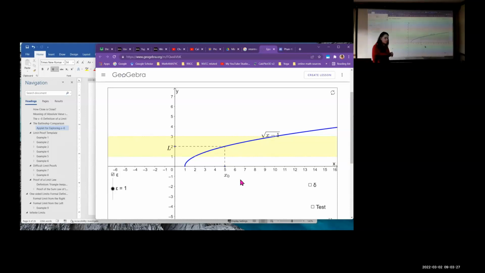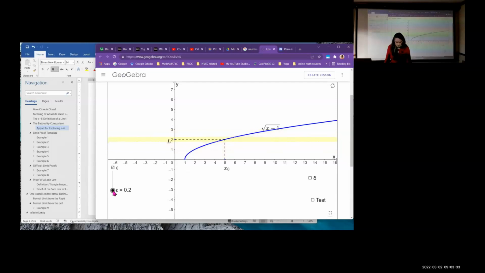minus 1. On the left-hand side is the slider bar. And on this slider bar, you'll see that it's setting different epsilon values. So it's starting right now with an epsilon value of 1. What does that mean? Well, the limit value at 5 is 2. In other words, as x is approaching 5, then the limit value approaches 2 because 5 minus 1 is 4 and the square root of 4 is 2. All right. So when we're looking at these, the epsilon is how far away from the 2 you can be. So right now, epsilon is set at 1.